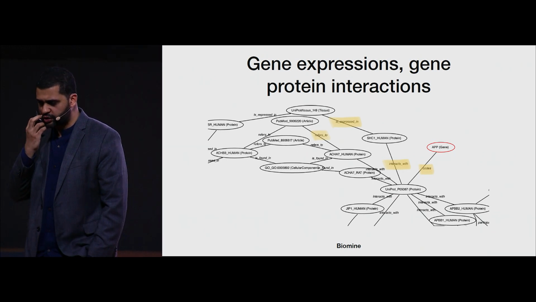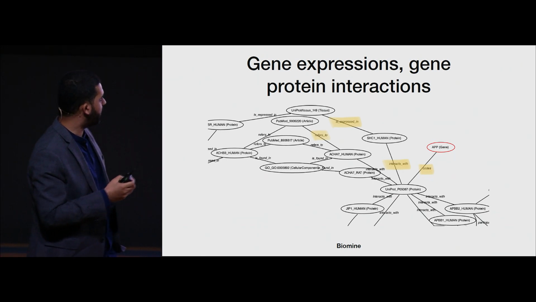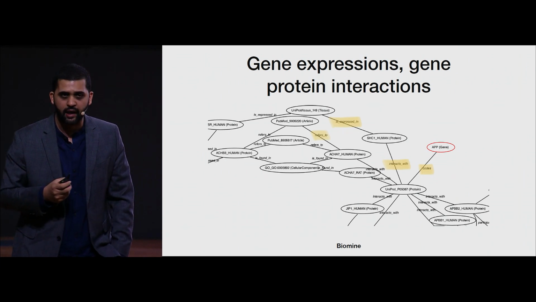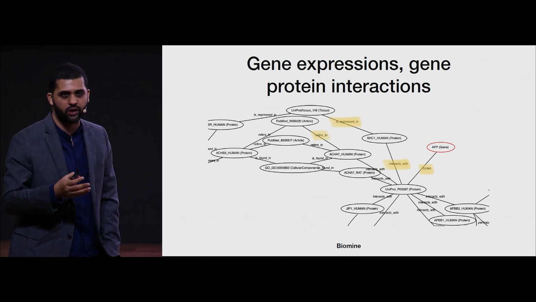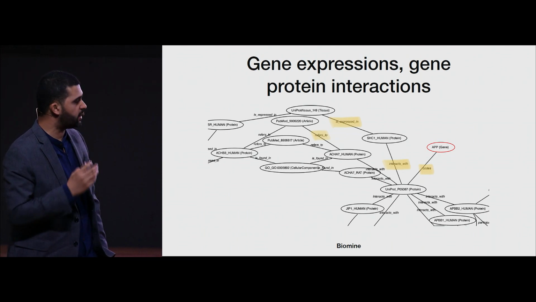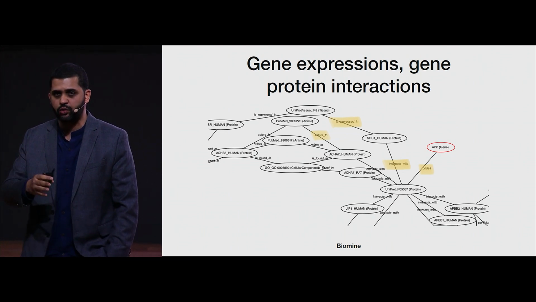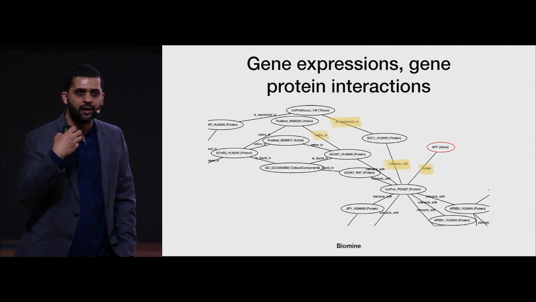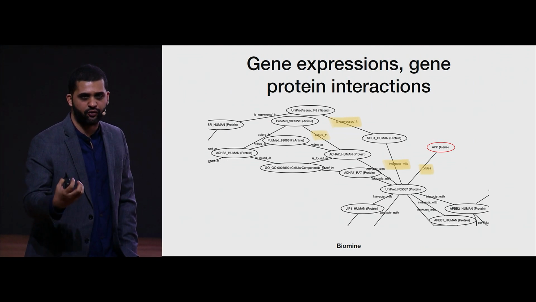So let's look at a very simple example. The image here is a bit grainy, I'm sorry for that. But what this is capturing is gene expressions and gene-protein interactions. And if you look at this figure, what you see is tissues, proteins, genes, and there are certain interactions between them, and a certain kind of relationship between these different entities.